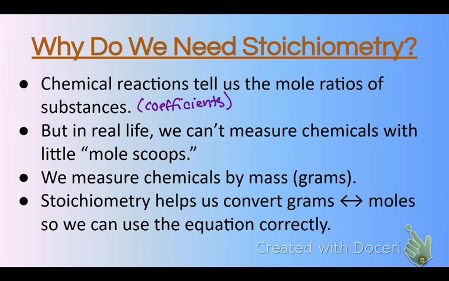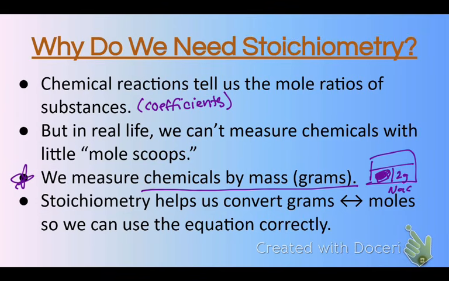But in real life, we can't measure chemicals with little mole scoopers, right? That doesn't exist. So instead, we have to measure our chemical compounds by using mass. We use our little pocket scales, like this. And then we put our sample on there and say, okay, maybe I have 2 grams of NaCl. That's the only way we can really measure out our chemicals. So stoichiometry is a certain type of math that helps us convert between grams and moles so that we can use our balanced equation correctly.